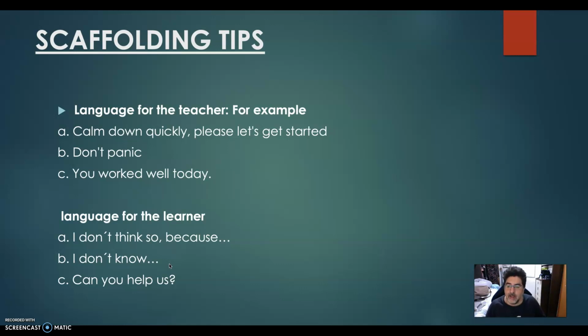And the language for the learner. I don't think so, because I don't know. Can you help us?